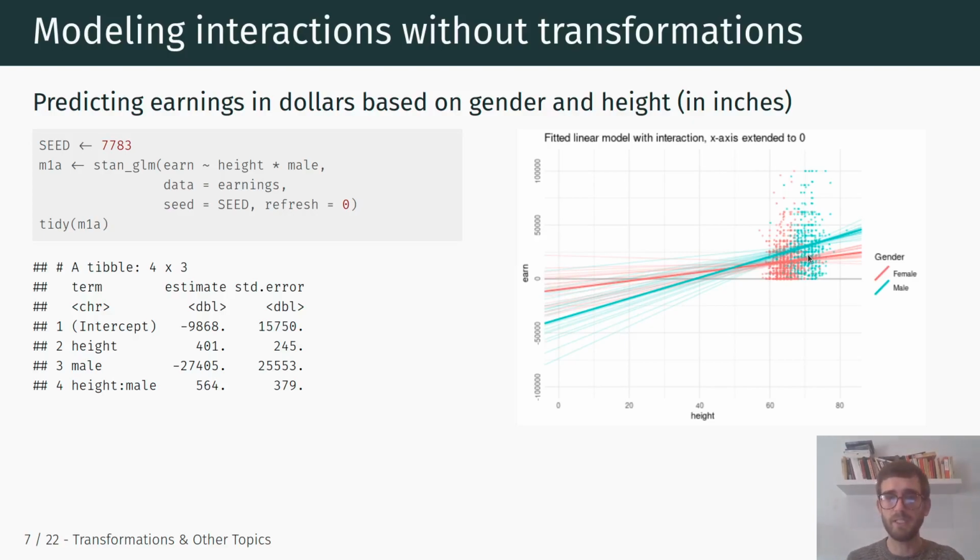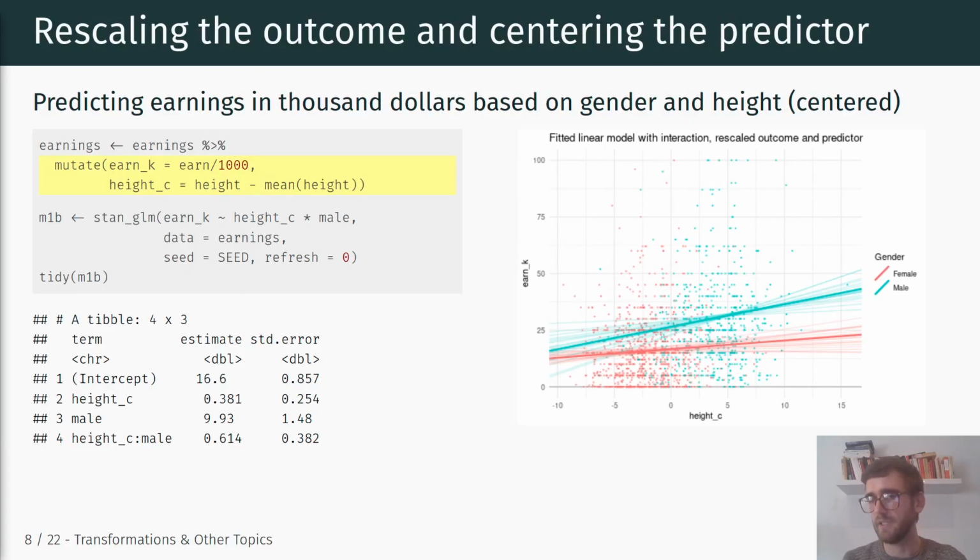Now, how can we remedy this? The first thing we can do is, of course, rescale the outcome and center the predictor in order to make our coefficients more directly interpretable, right? And this is what we've done here. We now predict earnings in thousands of dollars, in $1,000, and we look at mean centered height. So we create a new variable, earn_k, which is just the yearly salary divided by 1,000, and the centered height, which is just the individual height minus the sample average.